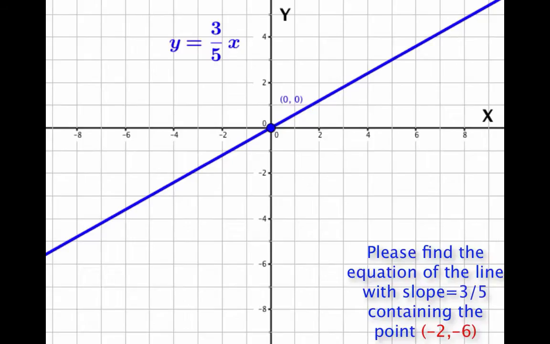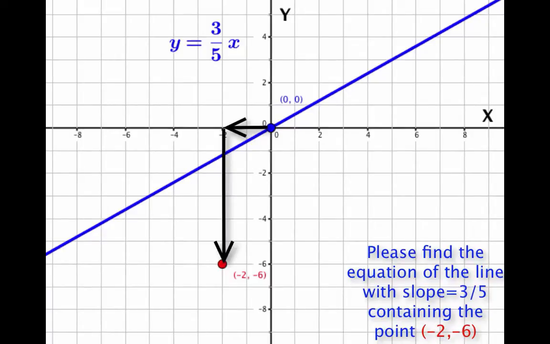All right, now let's try to find the equation whose graph will be a line with a slope equal to 3/5, containing the point negative 2, comma negative 6. Now, of course, if all we needed was to have a slope of 3/5 containing the point 0, 0, we'd be home free. The equation would be y equals 3/5 x. But if we wanted to contain the point negative 2, comma negative 6, well, I think what we need to do is take this original graph and move it left 2 units and down 6 units.